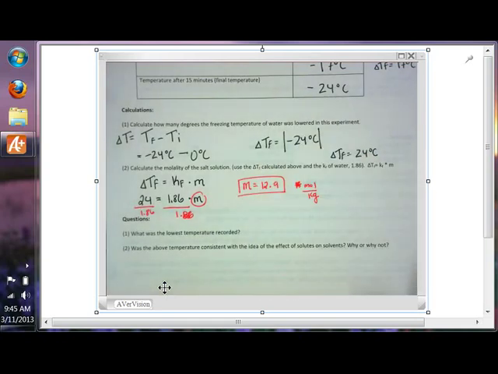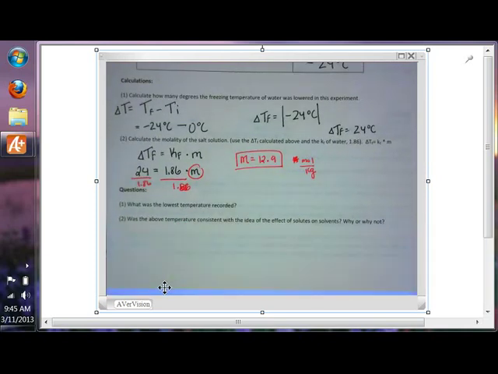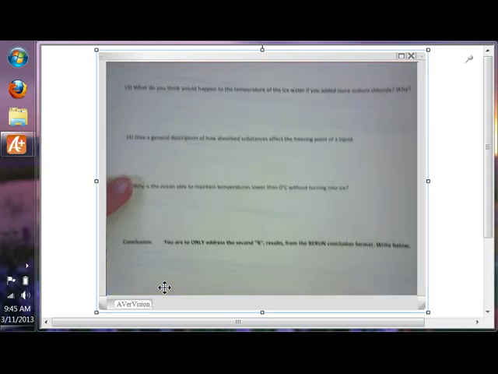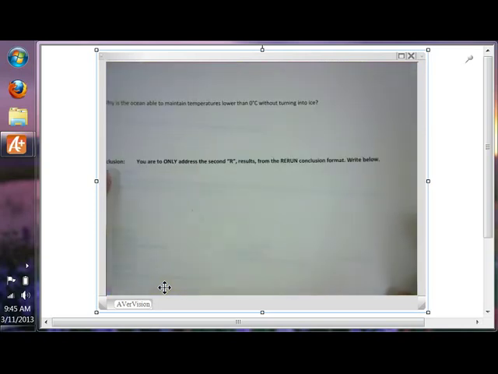And then after that, you're going to go ahead and answer the rest of the questions that are here, all the way to question number 5, and then you're going to write your conclusion, only addressing the second R, the results, from your RERUN conclusion format.